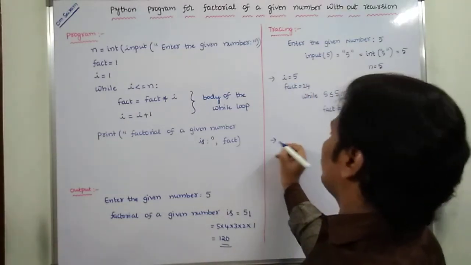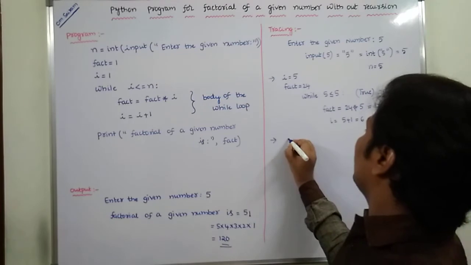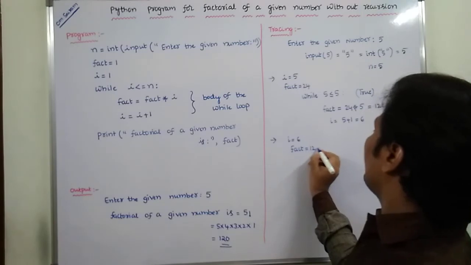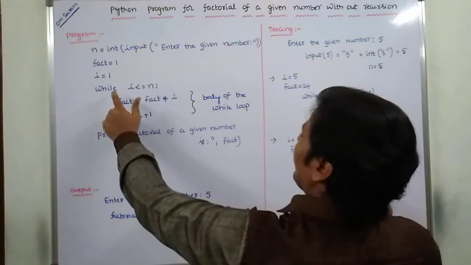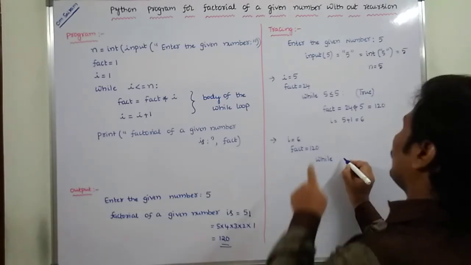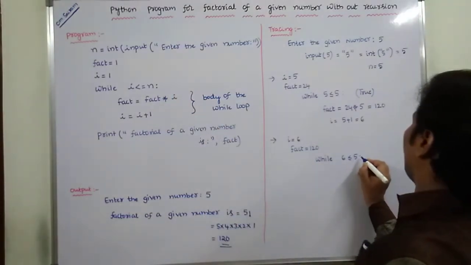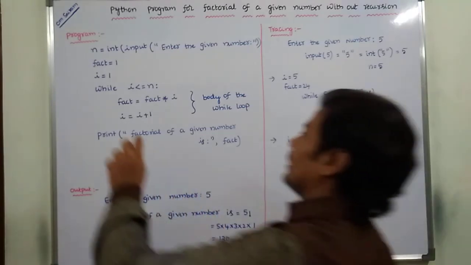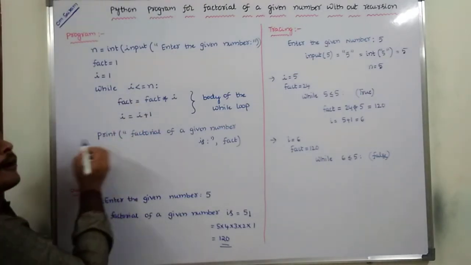Again, the control goes to the while loop. In the previous iteration, I is equal to 6 and the fact is equal to 120. We are getting that from the previous iteration. Now, control goes to the while loop. While I less than or equal to n, I value is 6 less than or equal to n. n value is 5. So 6 less than or equal to 5, that is false. Whenever this condition is false, the control goes to the next statement after the while loop.